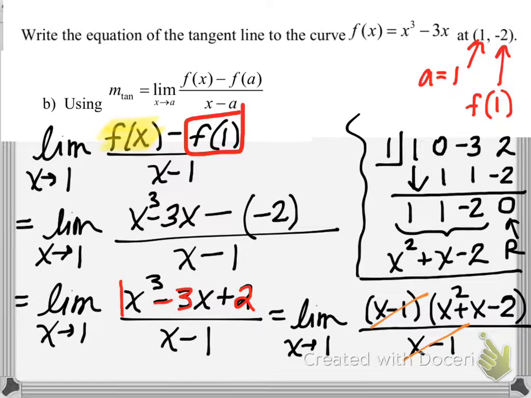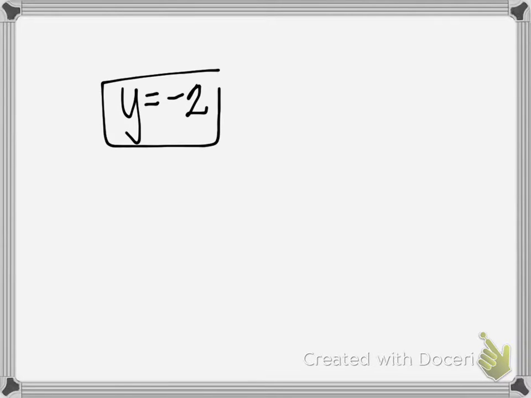And now we're to the point where we can do direct substitution. So using direct substitution, substituting in a 1, we have 1 squared plus 1 minus 2, which indeed gives us a slope of 0, just as we got earlier when we used the other limit definition. So we still have a slope of 0. Therefore, the equation for our tangent line is the horizontal line y equals negative 2.